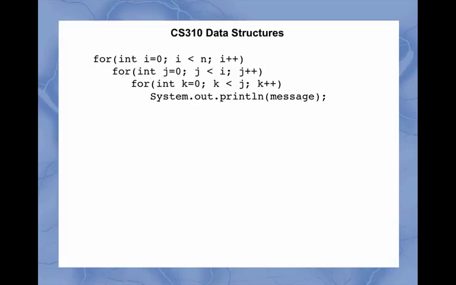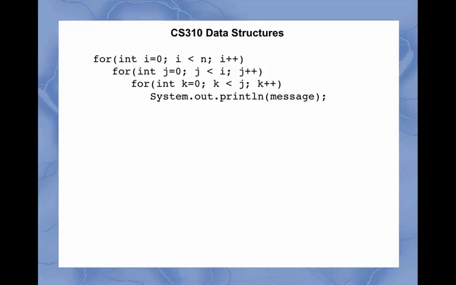For instance, looking at the example here, suppose with the most inner loop, the k loop, we said for int k equals 0, k less than 10, k plus plus, then this algorithm would be n squared. We would not count the k loop at all. But this algorithm is in fact big O of n cubed.